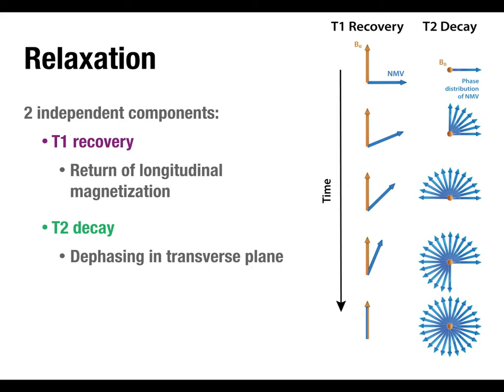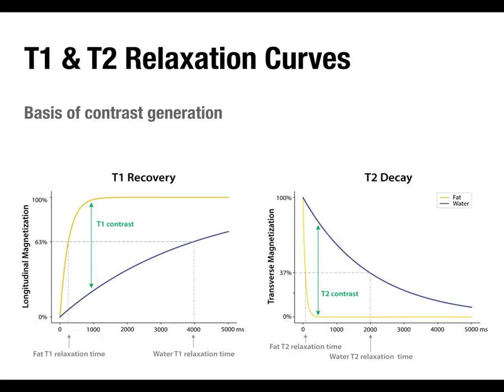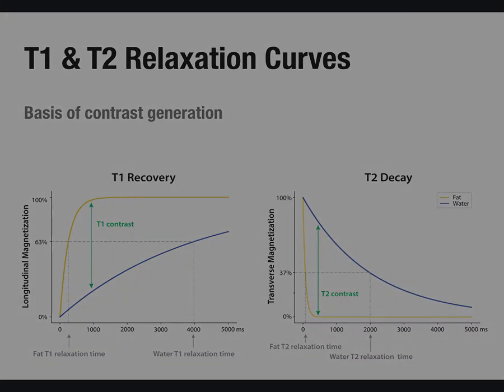And it turns out that they're separate rates. The rate that it recovers back into alignment with the strong magnetic field is separate from the rate at which the dephasing occurs, and different physical things affect the two of them. I'll come to what those factors are in a minute, but here we see the plots of how these things happen over time.